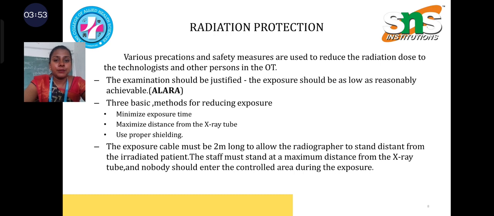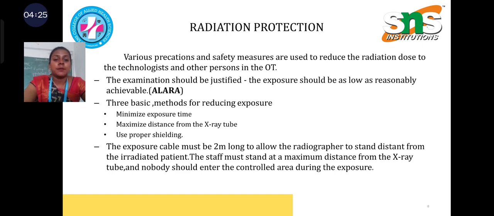What are the radiation protection measures? Various precautions and safety measures are used to reduce the radiation dose to the technologists and other persons in the OT. The examination should be justified. The exposure should be as low as reasonably achievable, the ALARA principle. Three basic methods for reducing exposure should be followed: minimize exposure time, maximize distance from the X-ray tube, and use proper shielding.